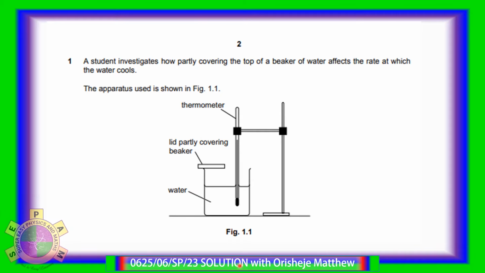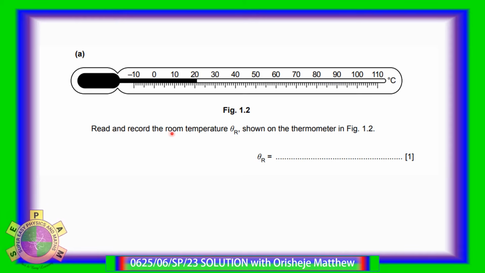A student investigates how partly covering the top of a beaker of water affects the rate at which water evaporates. The apparatus is shown in this figure. So we have a beaker, then the mouth of the beaker is covered. There is a lid that covers it. Then you have the thermometer to measure the temperature as it drops. Read and record the room temperature.